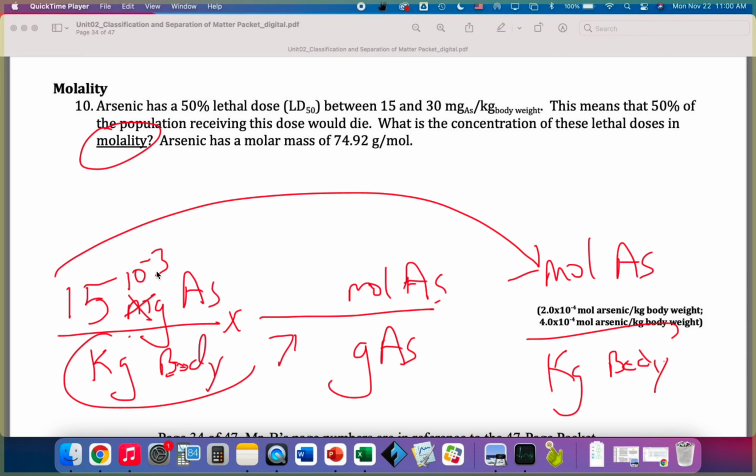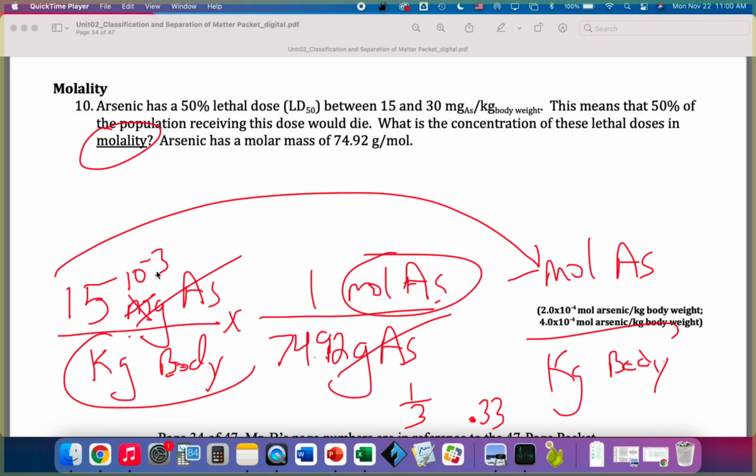Now using the molar mass straight from the periodic table, grams of arsenic to moles of arsenic. Periodic table says 74.92 per mole. Grams cancels, grams cancels. All right, so let's do some mental math here. We've got moles per kilogram. So 15 divided by 75. So 15 and 15 would be 60, plus another one would be 75. So yeah, this would be basically 1/3, or 0.33 times 10 to the negative 2.